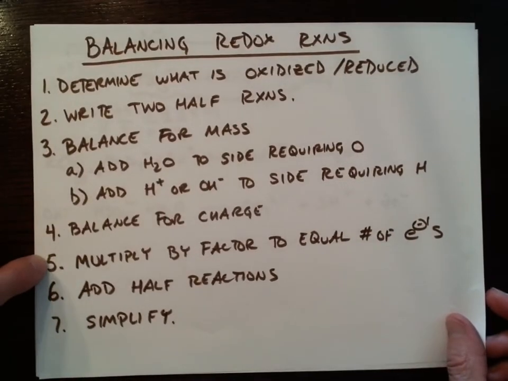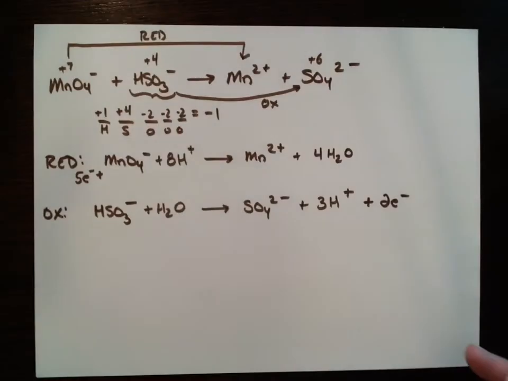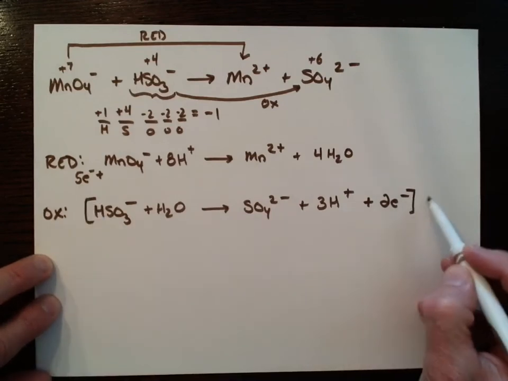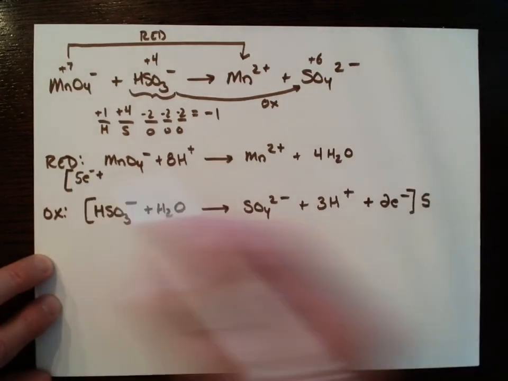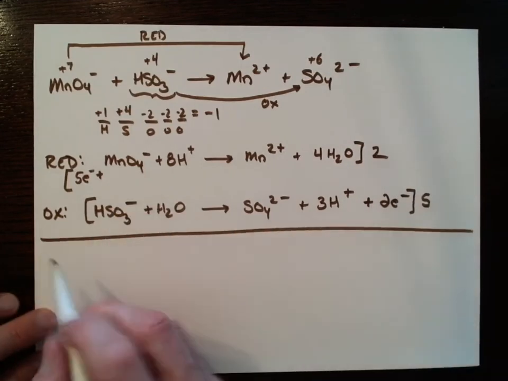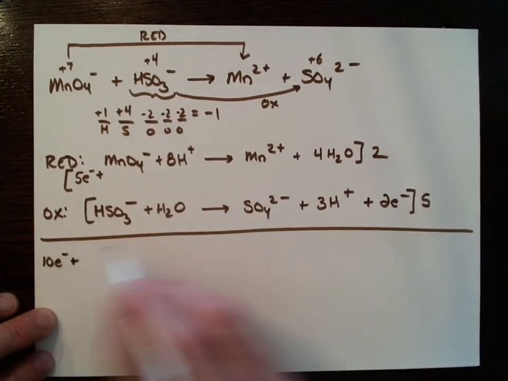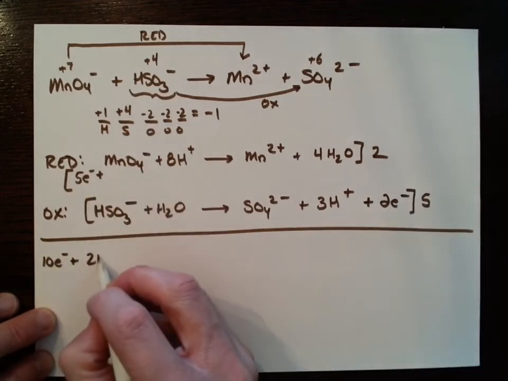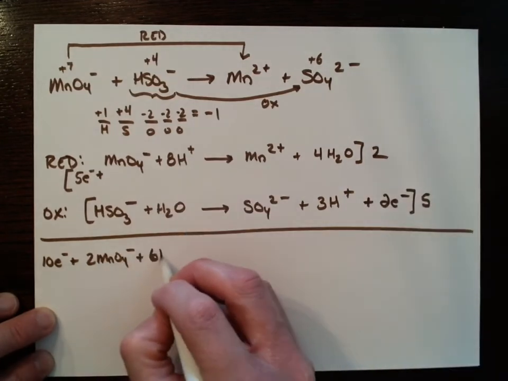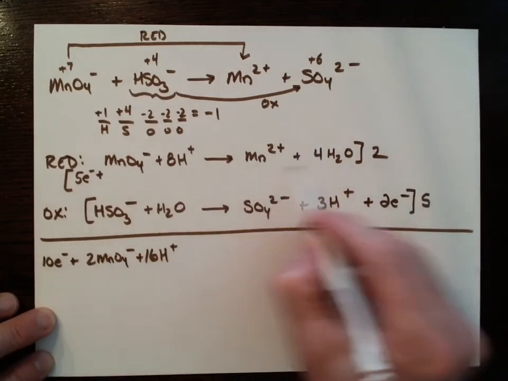Now I need to multiply by a factor so that the number of electrons in each half reaction are the same. 5 and 2. Well, that means this whole thing is going to need to be multiplied by 5, and this whole thing is going to need to be multiplied by 2. Wow, let's do that. So I'm going to need 2 times 5, that's 10 electrons, plus 2 times that, 2 permanganate, 2 times 8H plus, 16H plus. We'll save the product side for later.